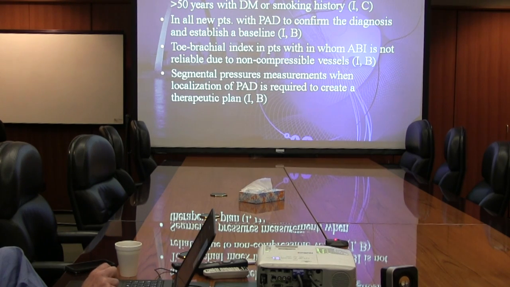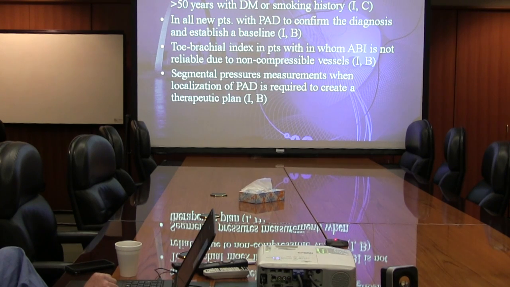So, a little bit to Danita's questions. In patients with suspected PAD who are greater than 70 years of age, or greater than 50 with diabetes or smoking history, it's reasonable to get an ABI. All new patients with PAD should get one. We'll talk about pulse volume recordings, TBIs, and segmental pressures. So this is kind of a baseline.